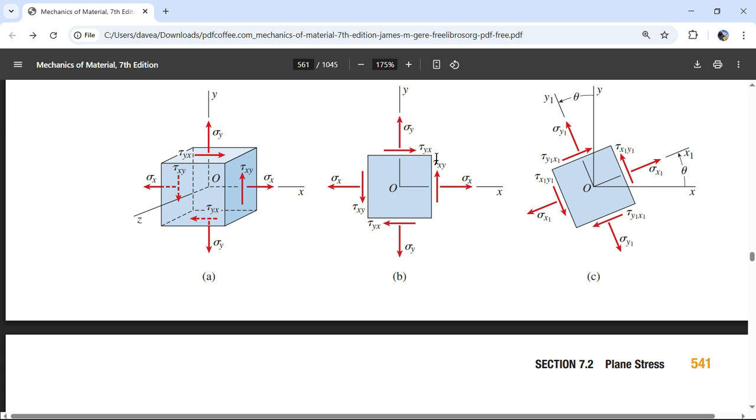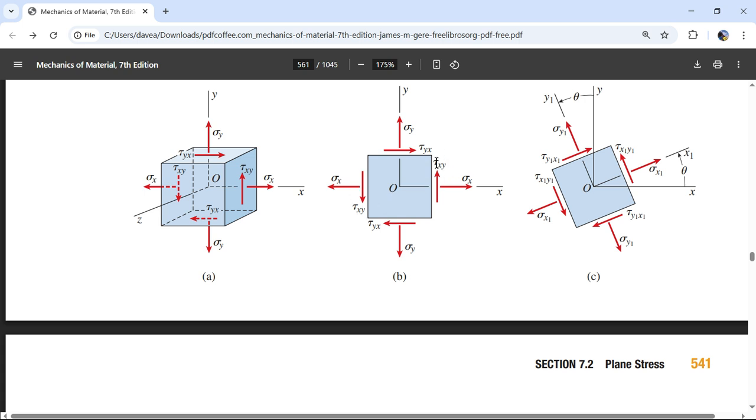If we had negative tau xy, we could have two things. We could either have the negative X direction and a positive Y shear, so that would be this direction. Or we could have the positive X direction with a negative Y shear. And you can see how this tau xy is the same as this.